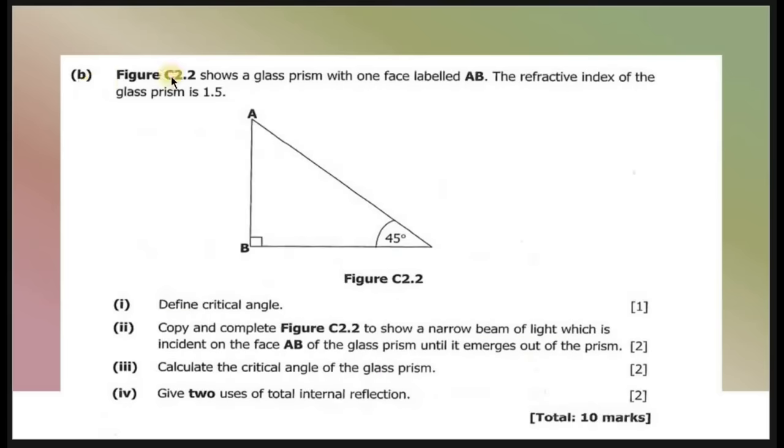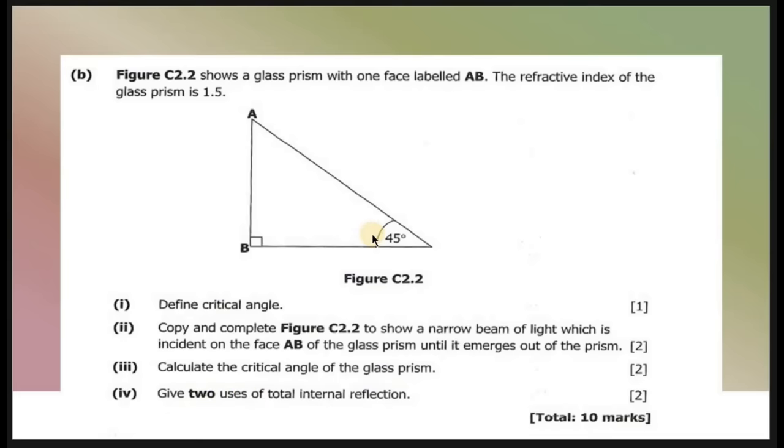Then part B says figure C2.2 shows a glass prism with one face labeled AB. The refractive index of the glass prism is 1.5. Define critical angle. Copy and complete figure C2.2 to show a narrow beam of light which is incident on face AB of the glass prism until it emerges out of the prism. Then calculate the critical angle of the glass prism. Then part C: give 2 uses of total internal reflection.